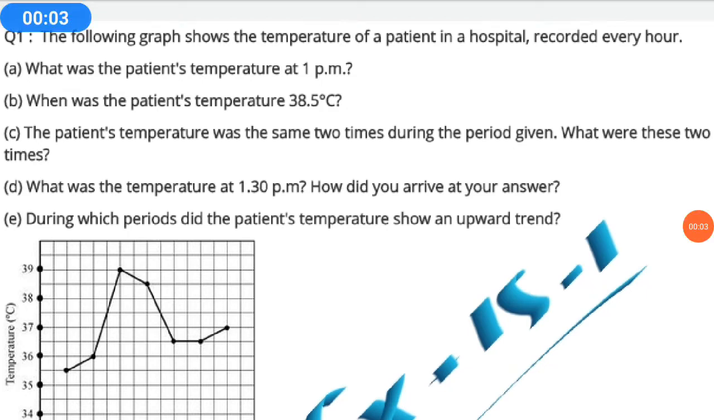Here we are going to have exercise 15.1. In the previous video we had already done the definitions of the graph. Whatever graphs come under this chapter, all those graphs I had explained to you in the previous video. Now we are going to have the exercise 15.1 explanation, and the first question is here.